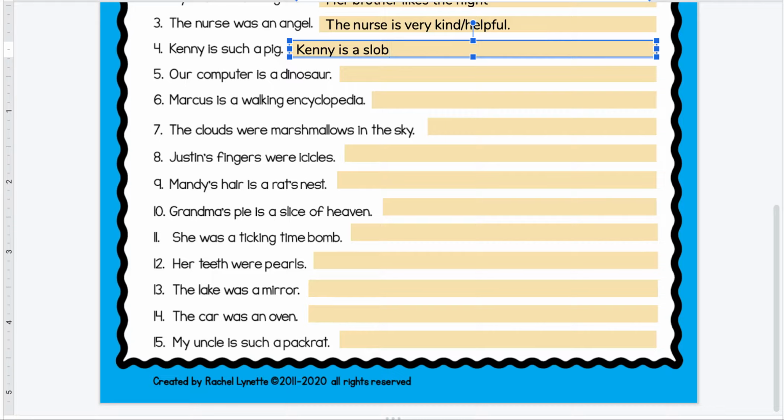And with a metaphor, you have to say, what might they have in common? What might these two nouns have in common? Kenny and pig. What do they have in common? Maybe they're both slobs, right? So that's what I would put here.